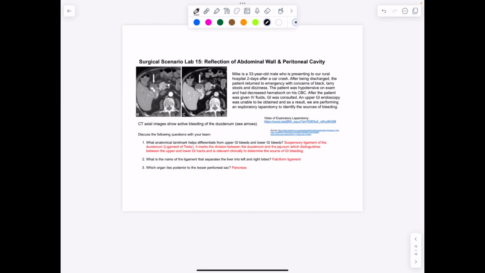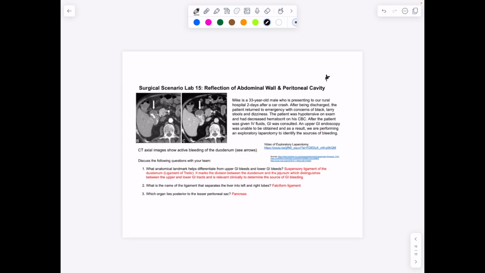All right, so that brings us to the end. We did have a surgical case. So Mike is a 33-year-old male presenting to our rural hospital 2 days after a car crash. After being discharged, the patient returned to the emergency room with concerns of black tarry stools and dizziness. The patient is hypotensive on exam and had decreased hematocrit on his complete blood cell count, so his red blood cells are down. After the patient was given IV fluid, GI was consulted, and upper GI endoscopy was unable to be obtained, and as a result, we performed an exploratory laparotomy to identify the sources of bleeding.